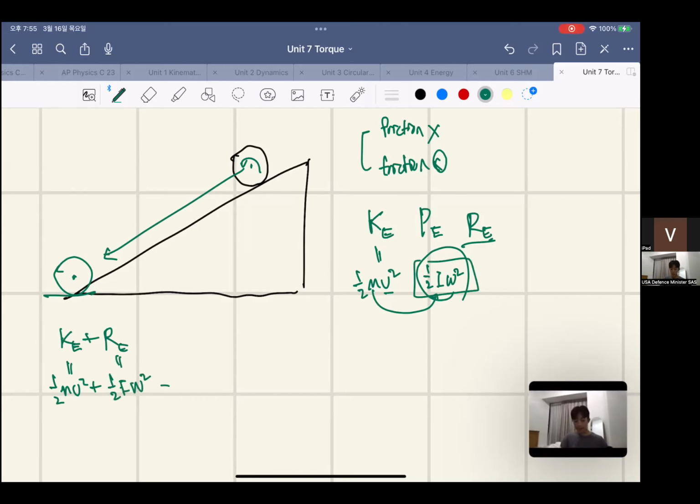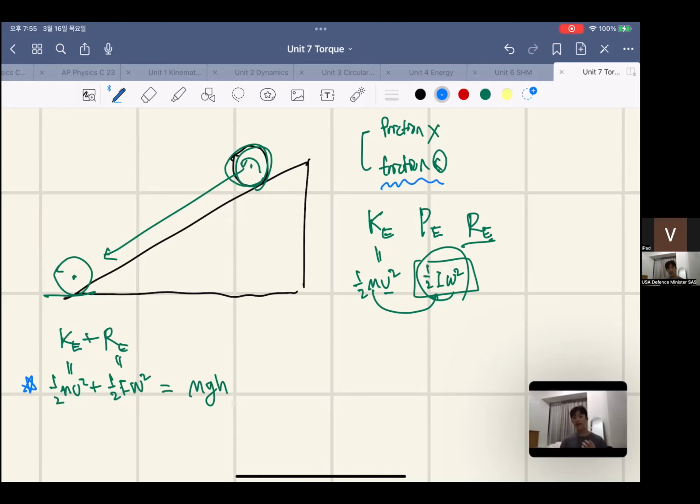And that will be equal to the conservation of energy, the initial energy of the ball, which will be gravitational potential energy, which is mgh. Now, it's kind of weird, right? Because in order to make this equation, I literally used the conservation of energy. However, we had the assumption that there's friction involved.